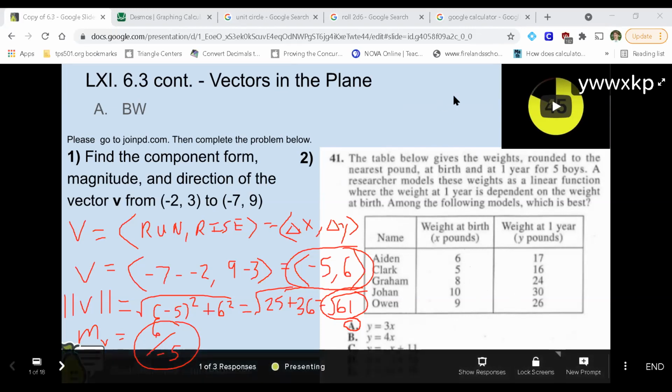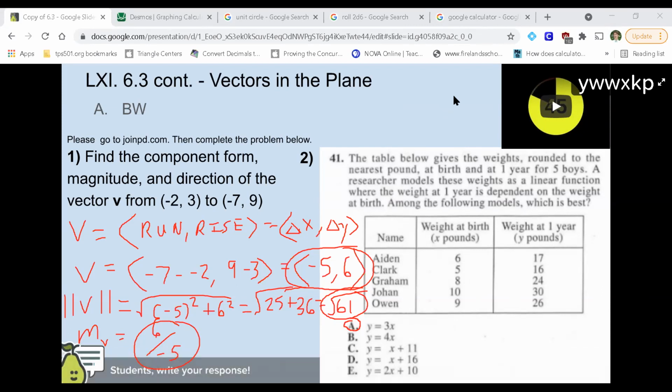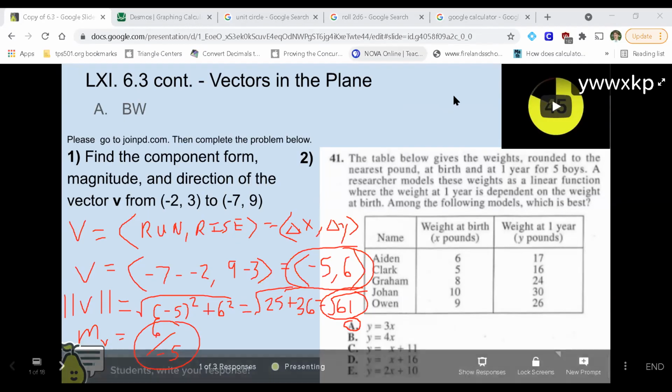The other way you could do this on a calculator is to actually just find the line of best fit. Do we remember how to do that? No? Well, that's all right. Let me show you. I'll show you.